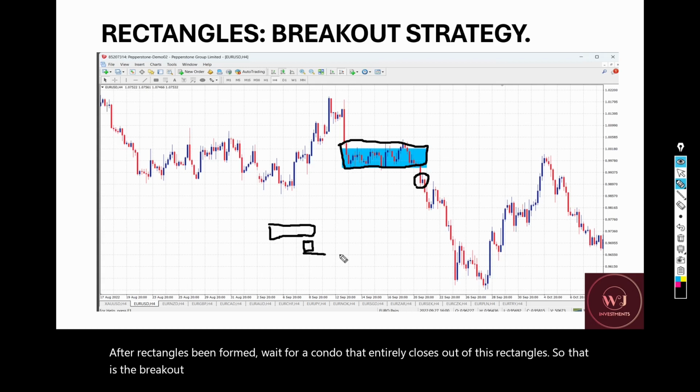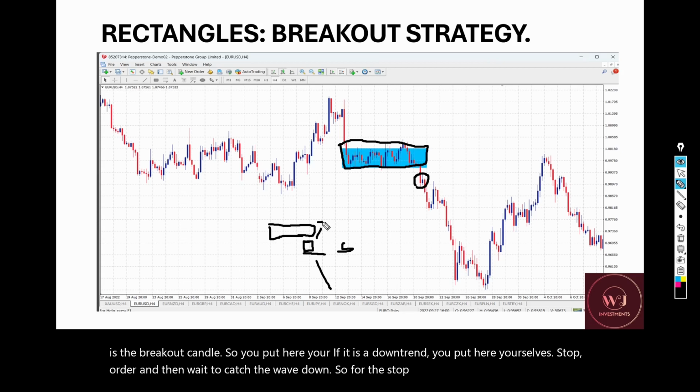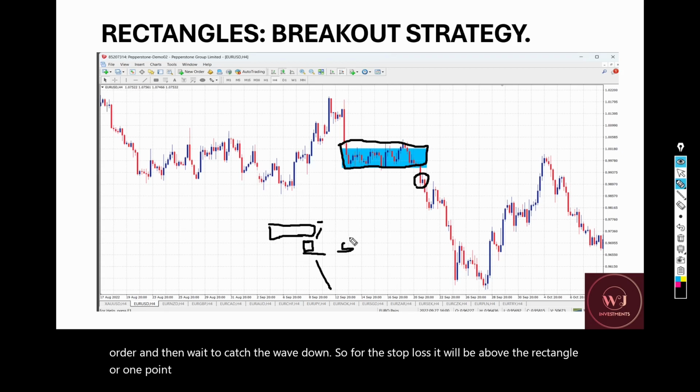If it is a downtrend, you put here your sell stop order and then wait to catch the wave down. For the stop loss, it will be above the rectangle or 1.5 times the ATR indicator.